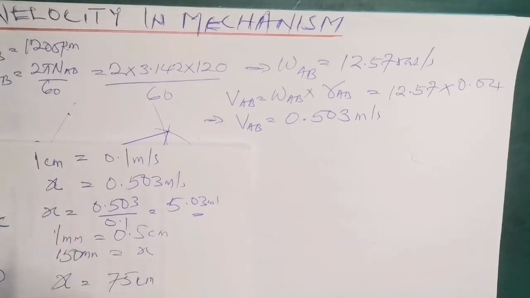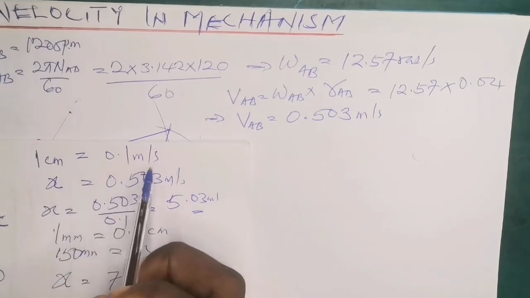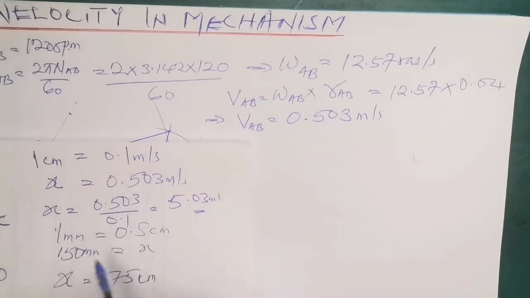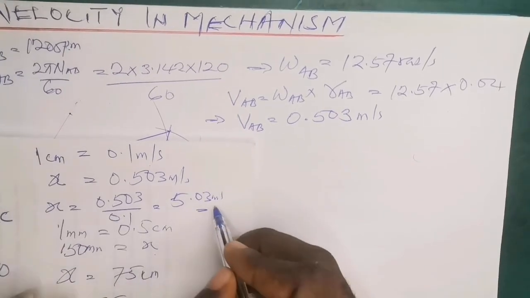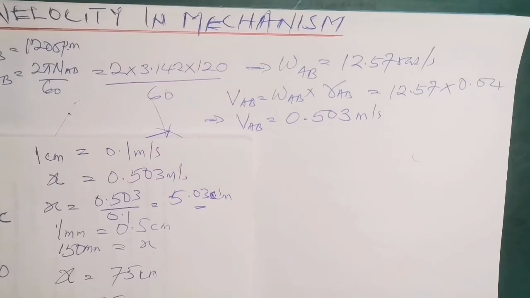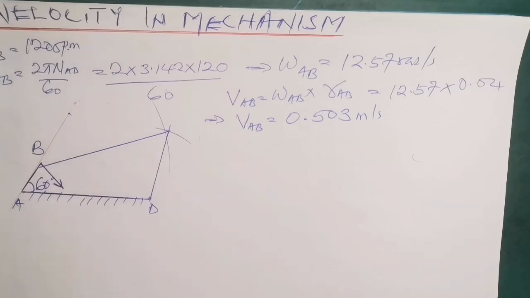So not forgetting, this is the scale we are using: 1 centimeter is equivalent to 0.1 meters per second. Therefore, 0.503 meters per second should be equal to what? 5.03 centimeters. So that's the scale we are using, and you plot your velocity diagram.